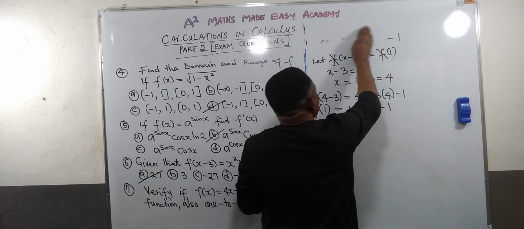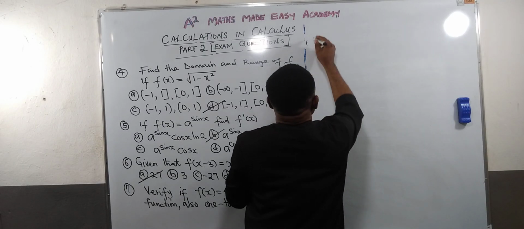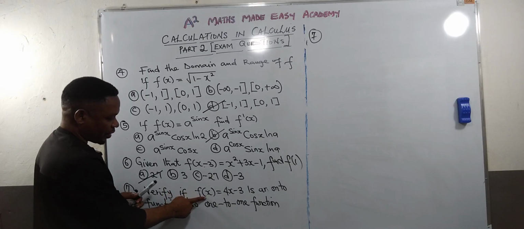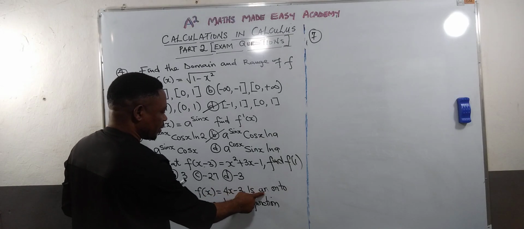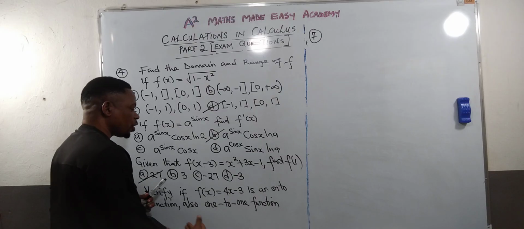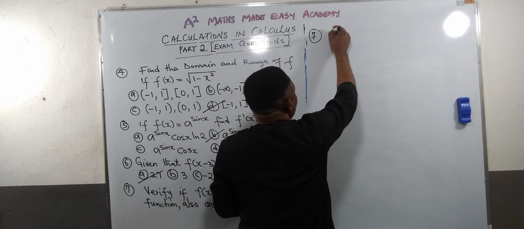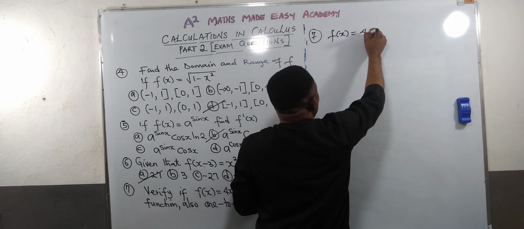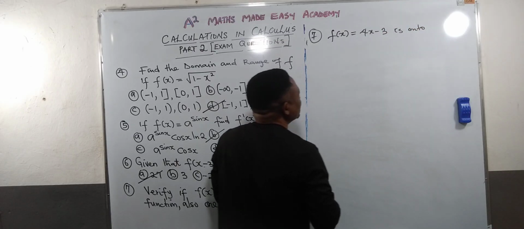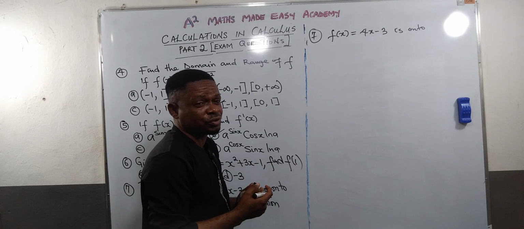Now let us see the last question, which is question number 7. Number 7, let's see it. Verify if f of x equal to 4x minus 3 is an onto function, also one-to-one function. Now there is what we call one-to-one function, and there is what we call onto function. So we want to verify if f of x, which is equal to 4x minus 3, is onto first. Now the question is, what is an onto function? And what are the characteristics of solving an onto function?